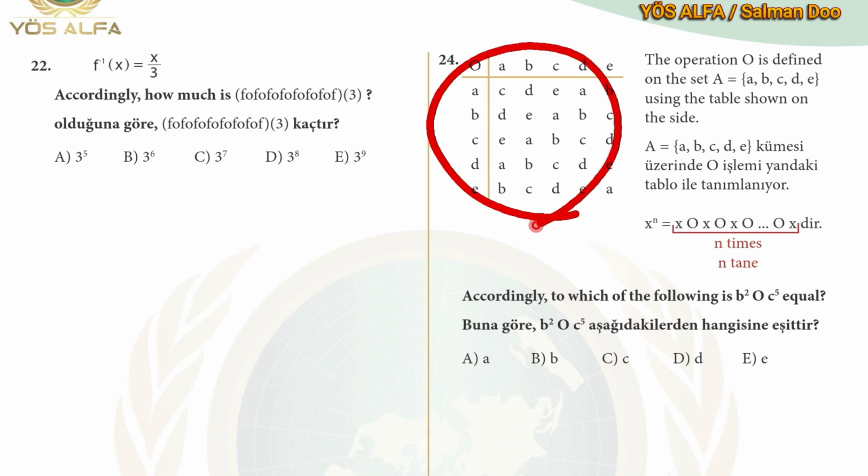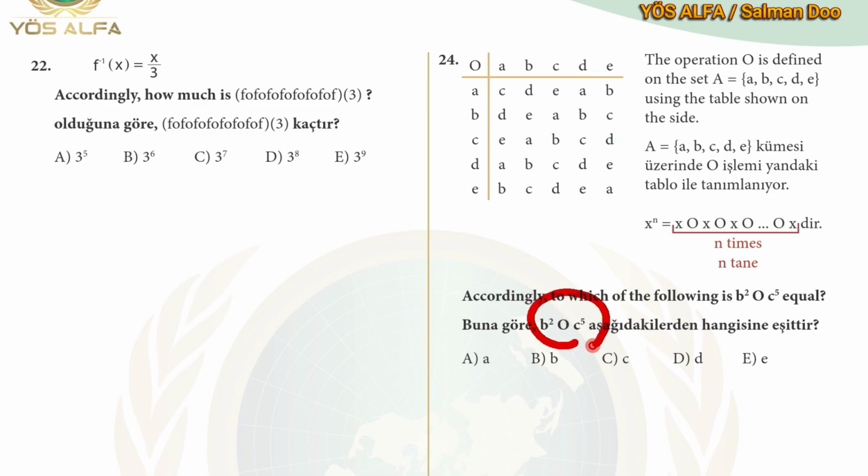24. This table is given and this operation is asked. So we'll start with b squared. B and B intersection is E. So b squared is E. And to find c to the 5, we need to find c operation c. Operation c, there will be 5 times.